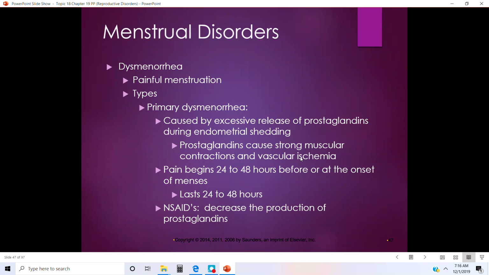One of the medications that's pretty effective are going to be the different NSAIDs like Advil, Motrin, because the way these drugs work is they actually decrease the production of prostaglandins. So again, with primary dysmenorrhea, the problem is just an excessive release of prostaglandins.